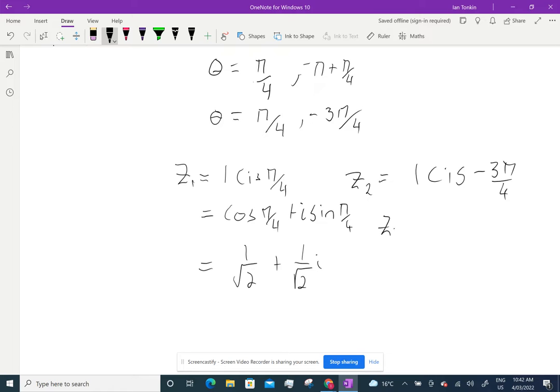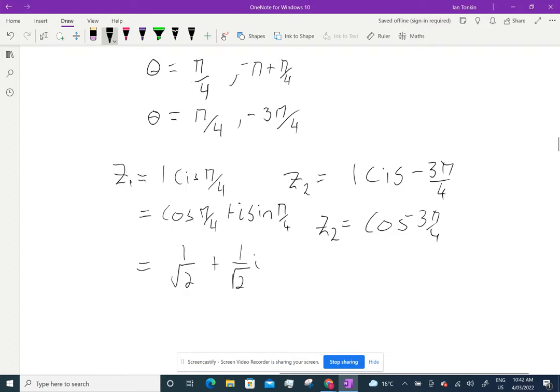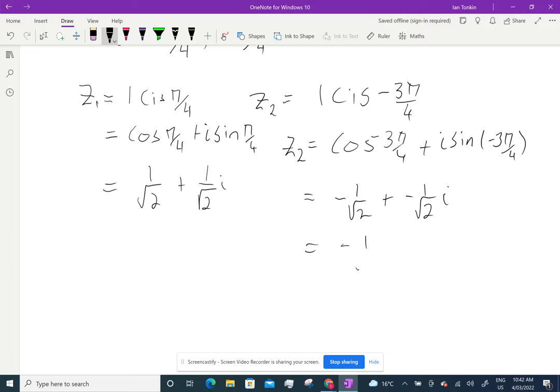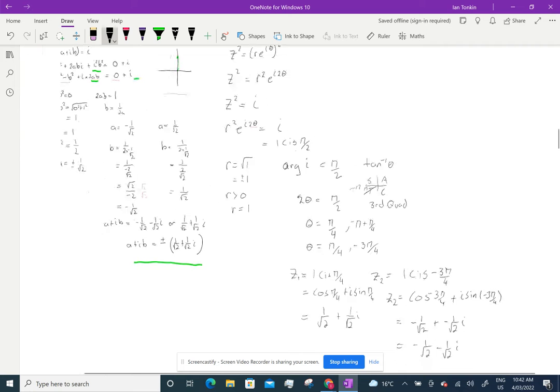And over here, z2 is going to be cos minus 3 pi on 4 plus i sine minus 3 pi on 4. And we know that they're exactly the same as cos pi on 4 and sine pi on 4, but they're negative. So negative 1 on root 2 plus negative 1 on root 2 i, which is exactly what we got before, negative 1 on root 2 minus 1 on root 2 i. Same answer. So two methods for doing those.